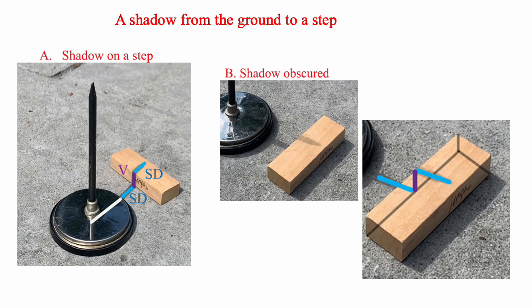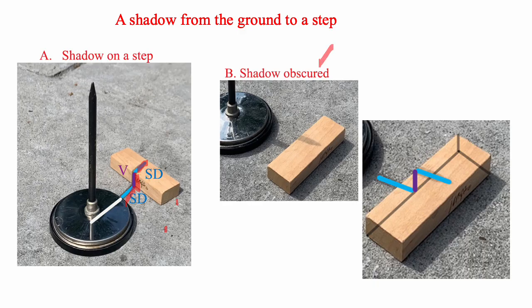The simplest change in the casting surface is going from the ground to a step. This vertical pole casts lines in the shadow direction on both horizontal surfaces and a vertical shadow on what we call the riser or the vertical part of a step.